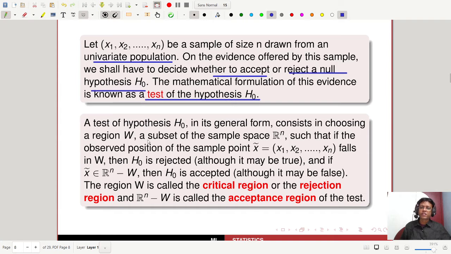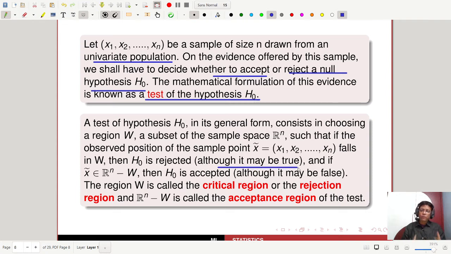So, a test of hypothesis H naught in its general form consists in choosing a region W, a subset of the sample space, the n-dimensional space Rn, such that if the observed position of the sample point x falls in W, then H naught is rejected, although it may be true.